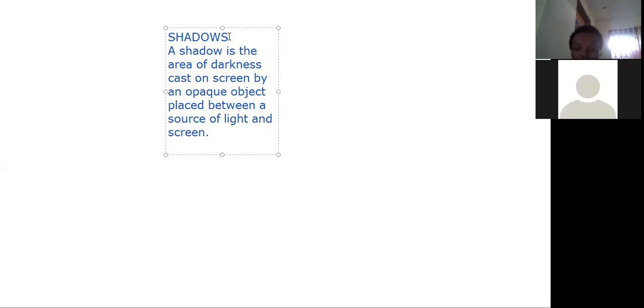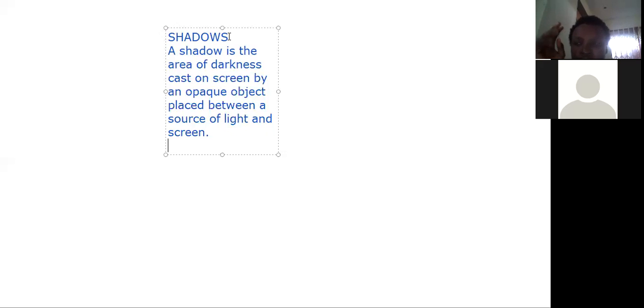So now let me listen. Before a shadow will be formed, there should be, number one, an opaque object. The reason why an opaque object is a necessity is that light does not pass through opaque objects. They absorb the light, sorry, they don't reflect, they absorb the light. So light cannot pass through an opaque object.